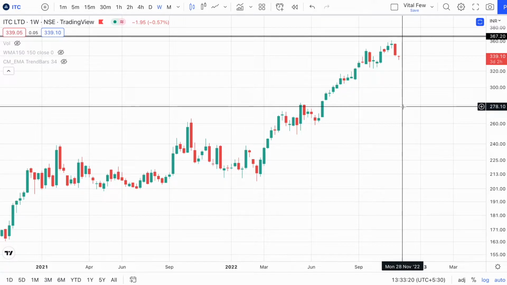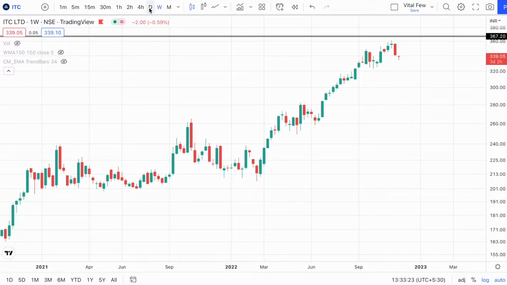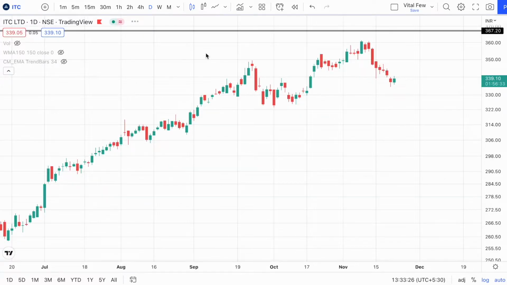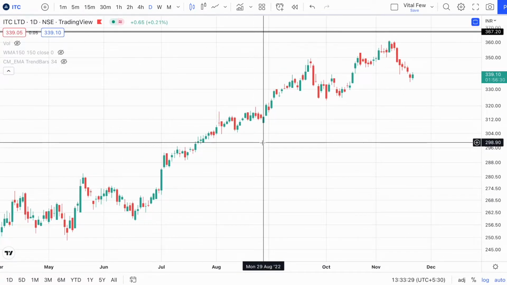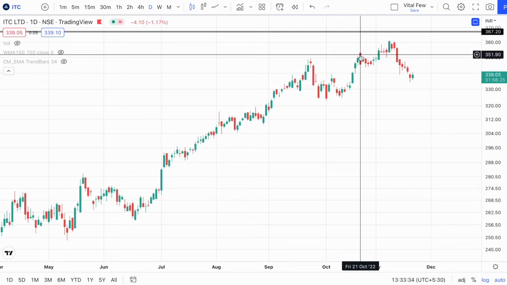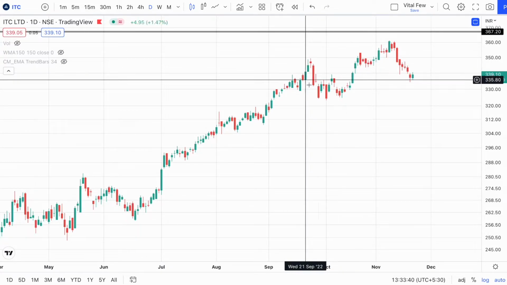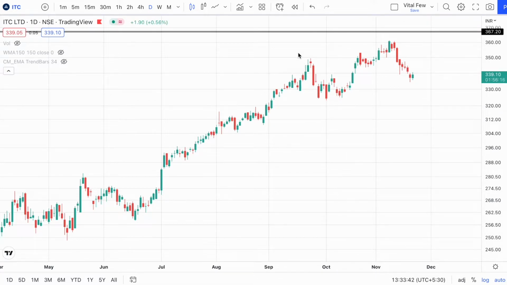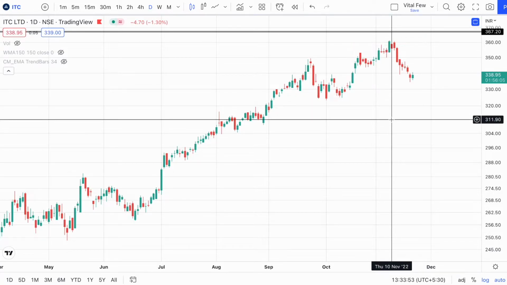Let me zoom in even further to the daily time frame and see what we find. This is the daily time frame. Now we can see even more clearly that there is a big number of red candles. You can see this area, when it was just approaching, big red candles. Now the price is even closer to the all-time high, and we can see more red candles. So we can assume that the stock is getting weak when it is approaching its all-time high.